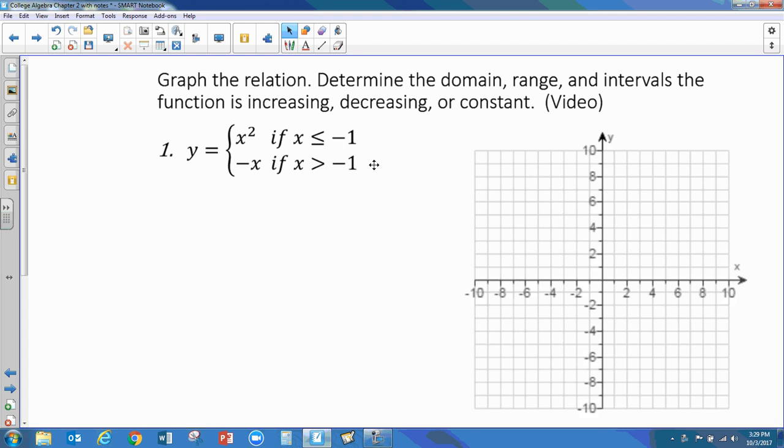Okay, so this is the video of the piecewise function that we were talking about in class. That would be on the video so that we have one more resource in case you have questions.